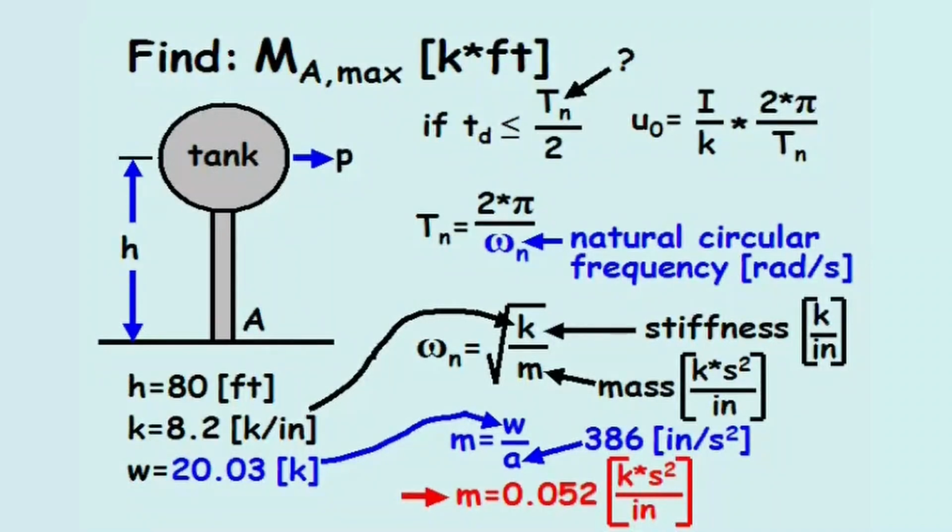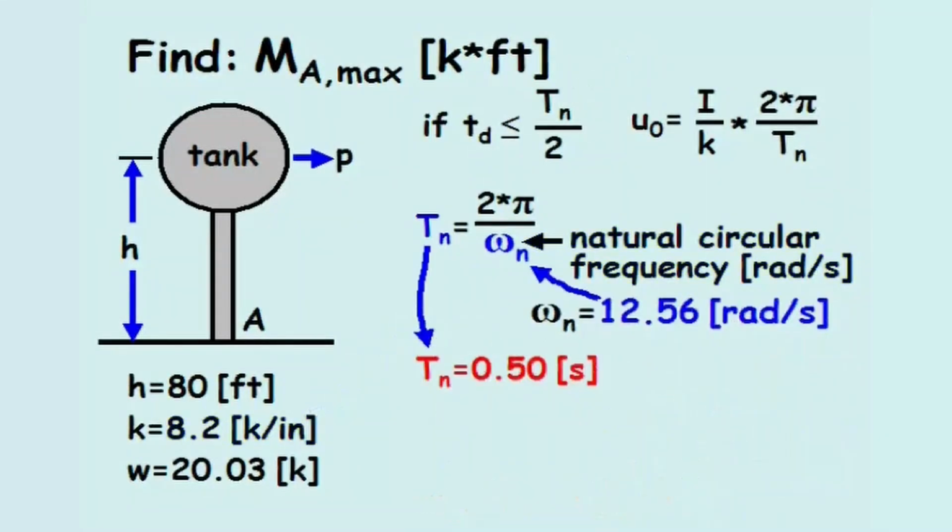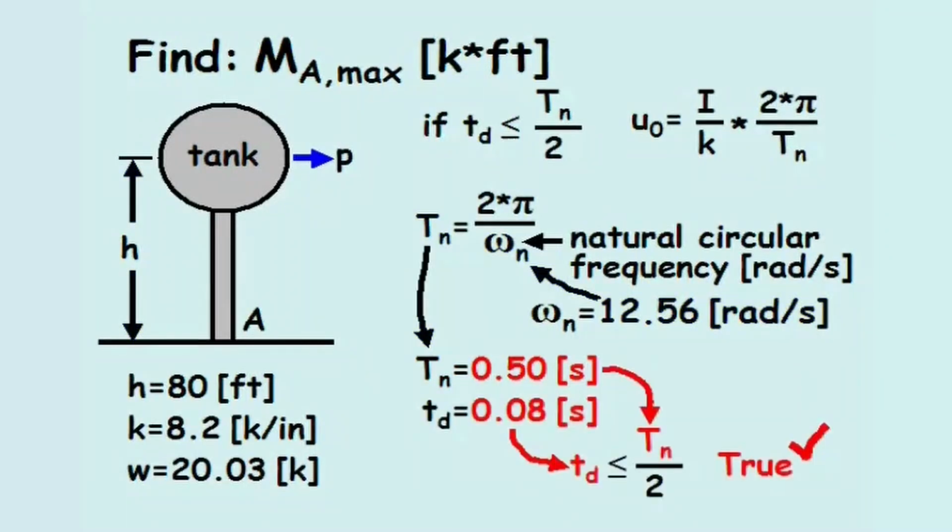This makes the natural circular frequency equal to 12.56 radians per second. Using this value, the natural period, T sub n, equates to 0.50 seconds. Therefore, it is true that the duration, Td, of 0.08 seconds is less than half of the natural period of the system, and we can use the approximation for the maximum displacement of the system by approximating the load pattern as an impulse.